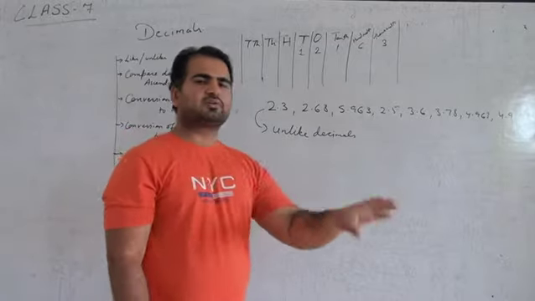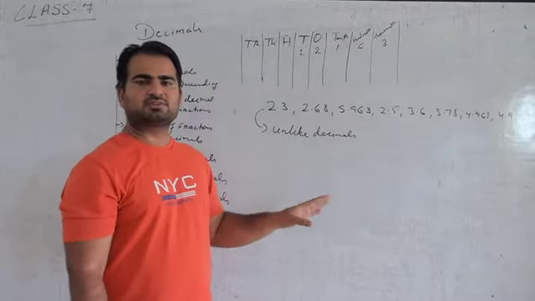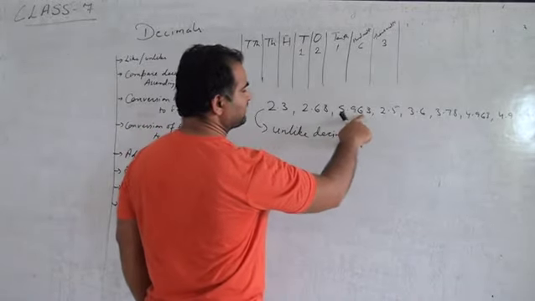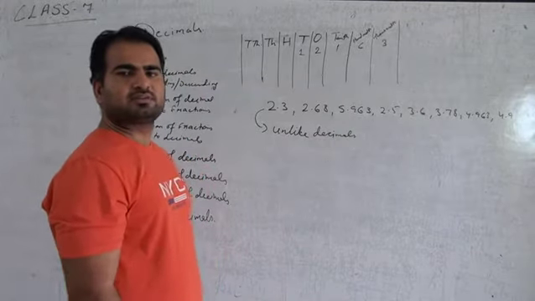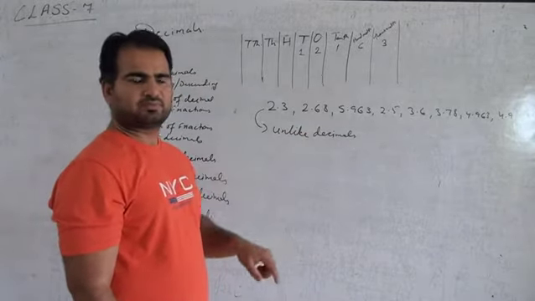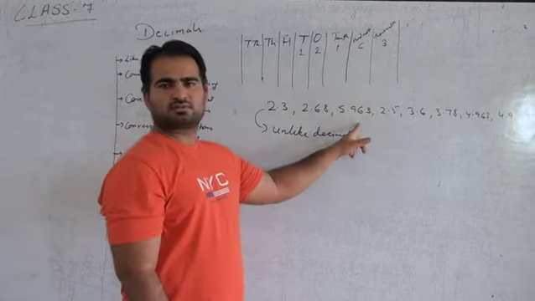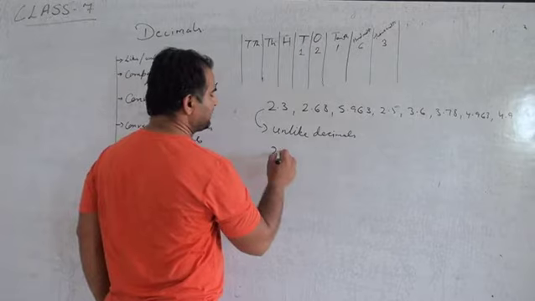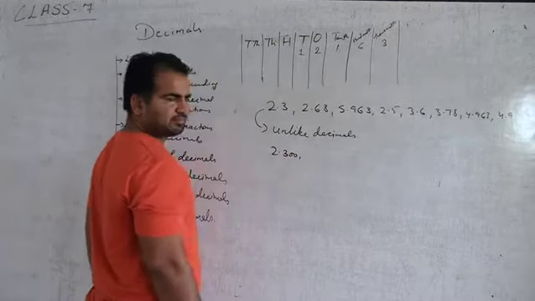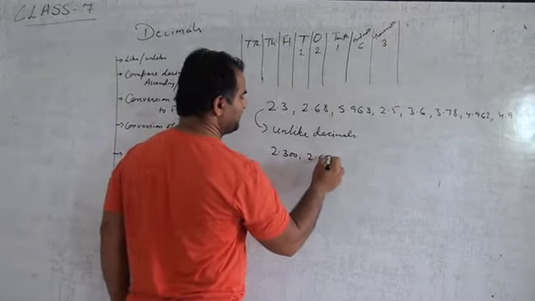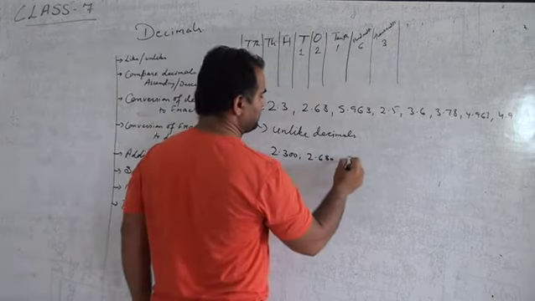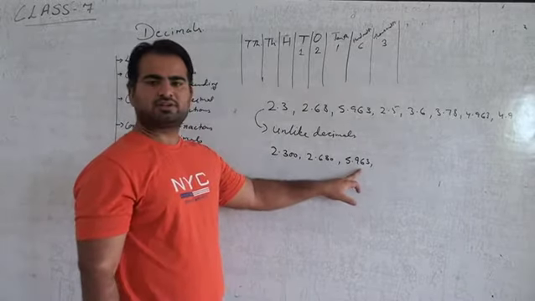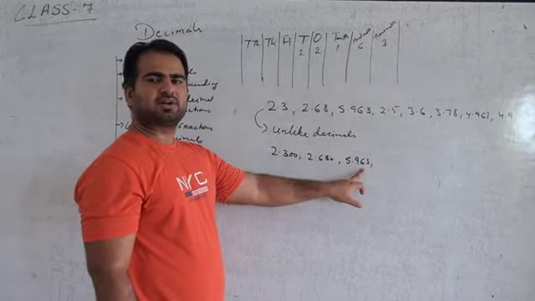Even if we don't want to add them, we may have to convert them into like decimals. How many digits are there? There are 3 digits after the decimal. So we have to convert all of them to have 3 digits after the decimal. We can write 2.300, next 2.680, and 5.963. Because it already has 3 digits, we don't place any 0 after that.